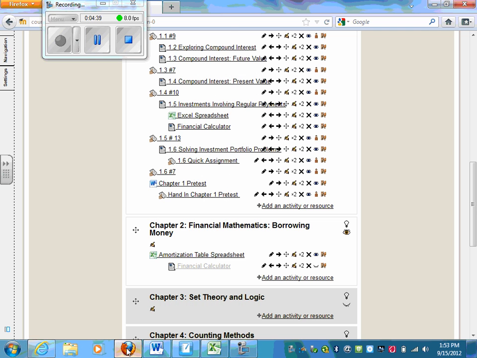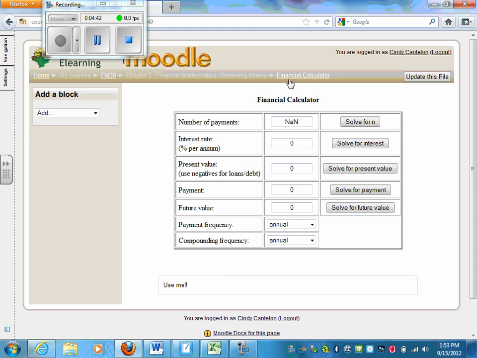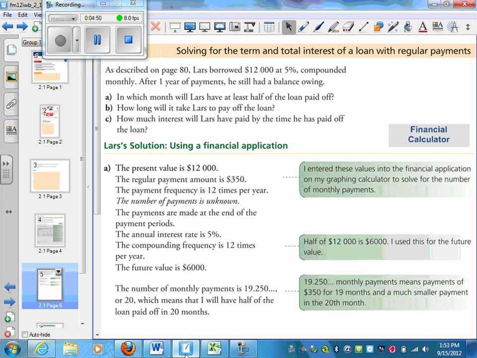And in order to do that, I have to open a window. We're going to use the financial calculator. And this is the exact same financial calculator we used when we were doing Chapter 1. Okay, so let's reread what we have to do. In what month will he have at least half of the loan paid off?